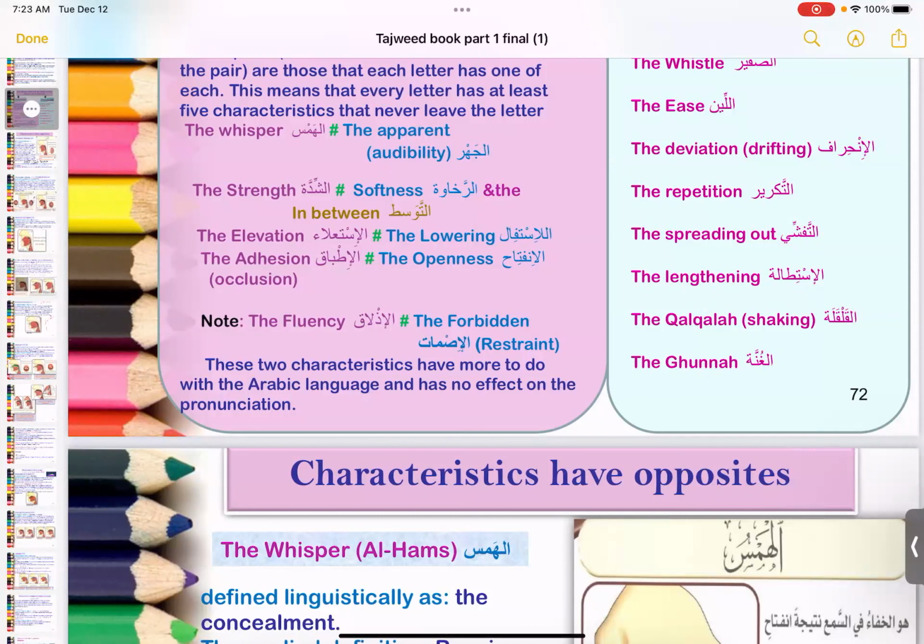So we have again the category of shidda, which is strength in the sound. We have the category of rakhawa, which is softness in the sound or weak sound. And we have in between, which is the category of tawassut. Okay, so we have three groups here. The first one we'll just do these two for today.